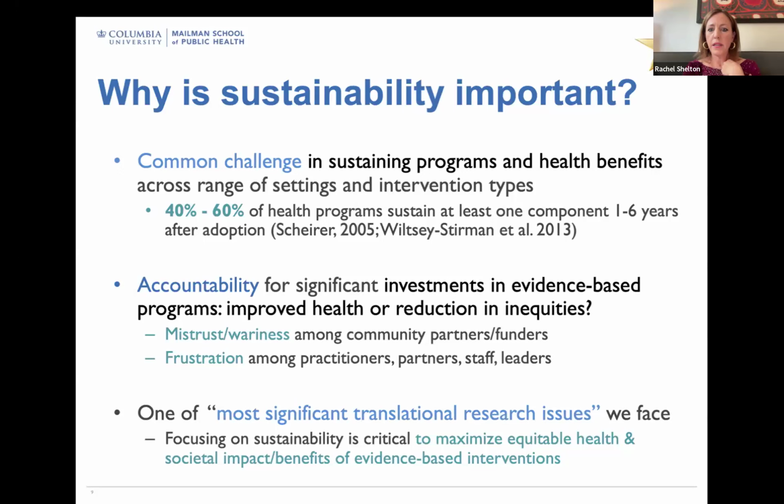And we know that sustainability is not even, right? Settings that have a lot of resources, a lot of infrastructure are more likely to sustain. So I think it's really a health equity issue as well. So if you can launch the first poll, I'd just love to hear from you all a little bit about your experiences with sustainability. Have you ever experienced challenges in sustaining health-related programs or interventions in community settings where you work?